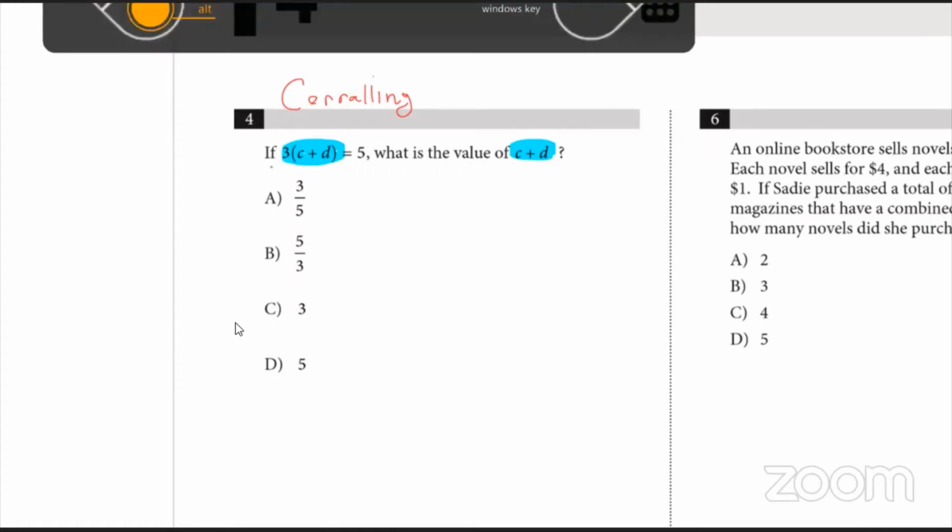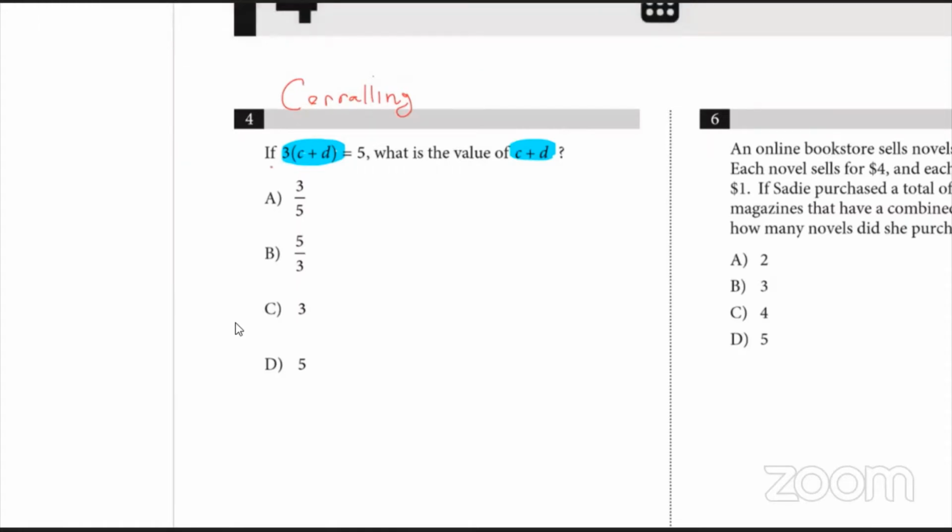So what's happening to the C plus D? It's being multiplied by 3 initially. So the opposite of multiplying by 3 is dividing by 3. So we can divide by 3 on both sides of the equation. And so now on the left-hand side, that gives us C plus D. And on the right-hand side, that gives us 5/3, which is choice B for number 4.